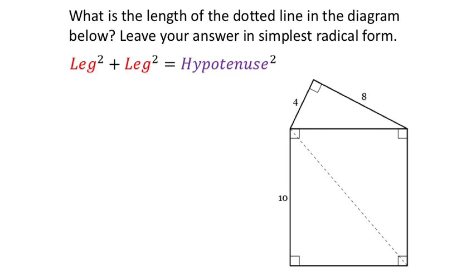What is the length of the dotted line in the diagram below? Leave your answer in simplest radical form. All right, so we got, well, there's kind of 3 triangles right here.